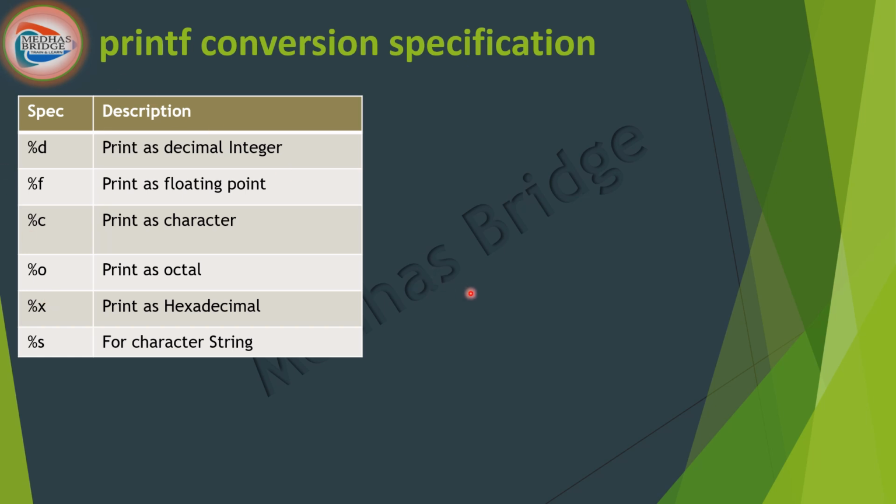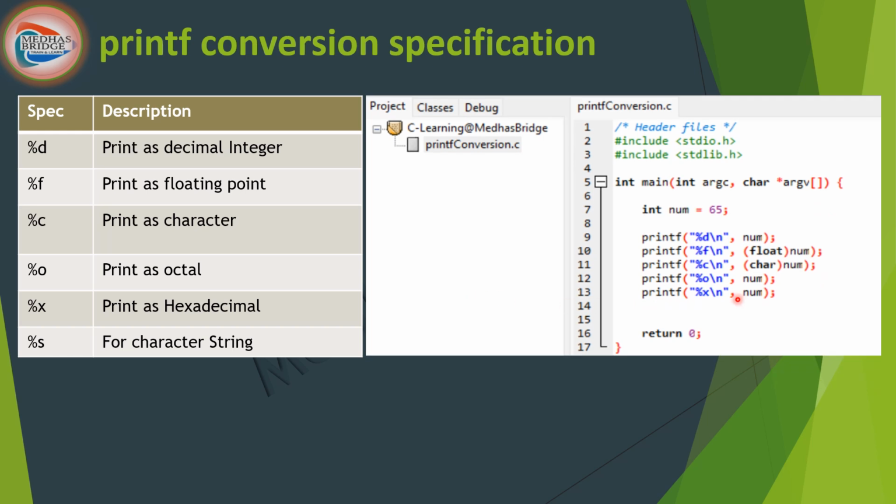Now if you look at this sample program, I have a variable declared. The variable name is num, of type integer, and it is assigned on the same line, so declaration and assignment are done in line number 7, int num = 65. Now what I'm trying to do is display this value as a decimal, as a float, as a char, as an octal, as a hexadecimal.